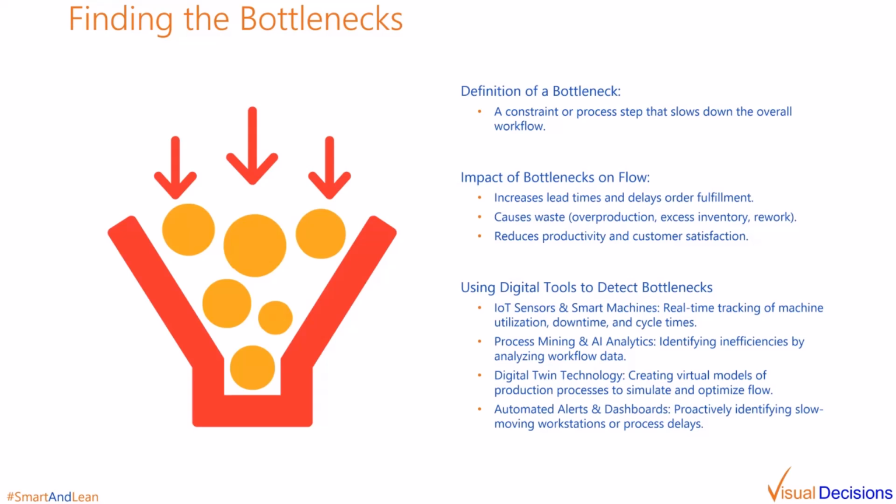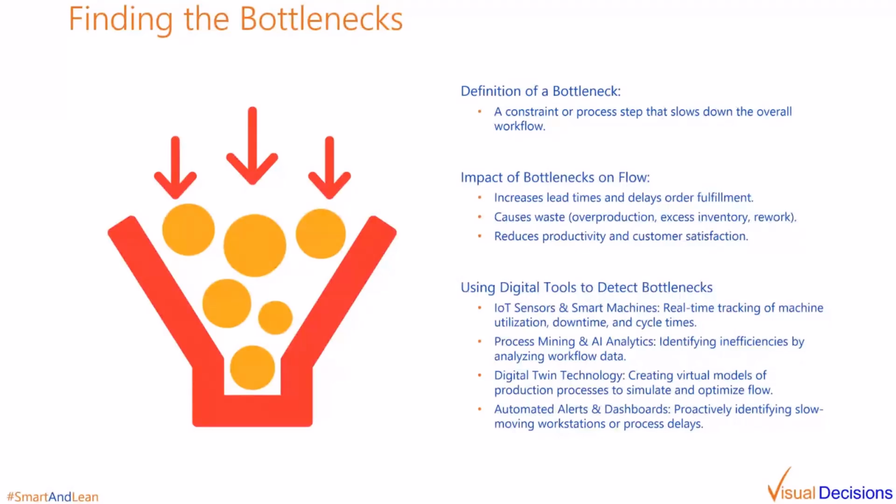Traditionally, practices often rely on manual observation, time studies, and periodic reviews, something we'll hit on very often today, to identify bottlenecks. But these approaches can be slow and reactive. Digital lean leverages IoT sensors, real time analytics, and AI driven process mining to continually monitor the production flow and detect inefficiencies as they occur.